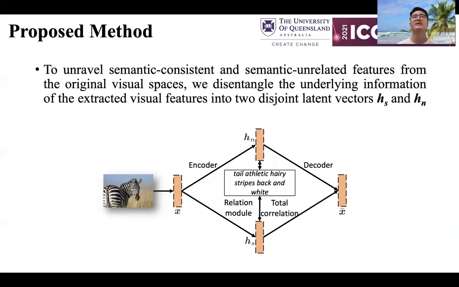To unravel semantic-consistent and semantic-unrelated visual features from the original visual space, we propose a novel feature disentangling framework to disentangle the underlying information of visual features into two latent representations that are semantic-consistent and semantic-unrelated, respectively. It can substantially increase the performance in zero-shot learning compared to directly using entangled visual features. By introducing a total correlation penalty in our framework to facilitate the feature disentanglement, we arrive at a more accurate characterization of the semantically annotated attributes.